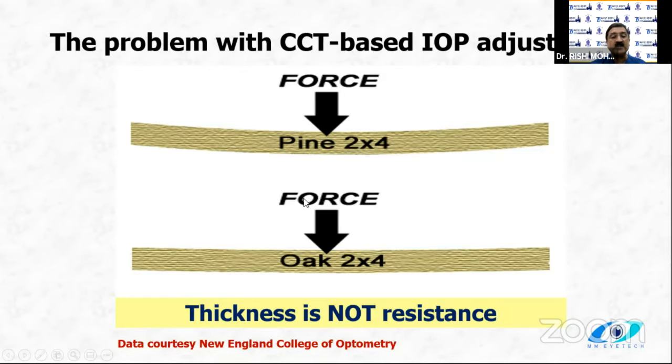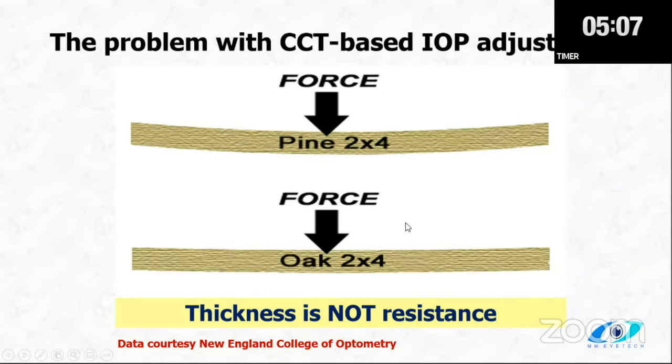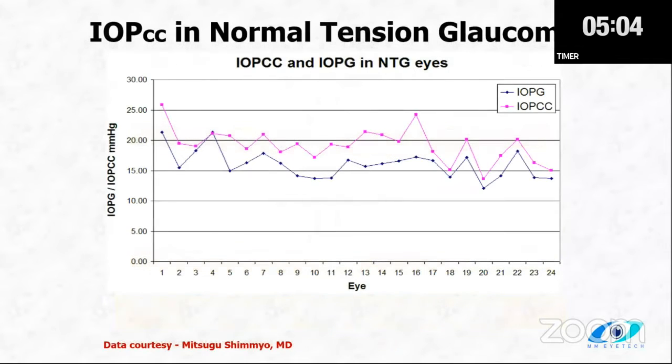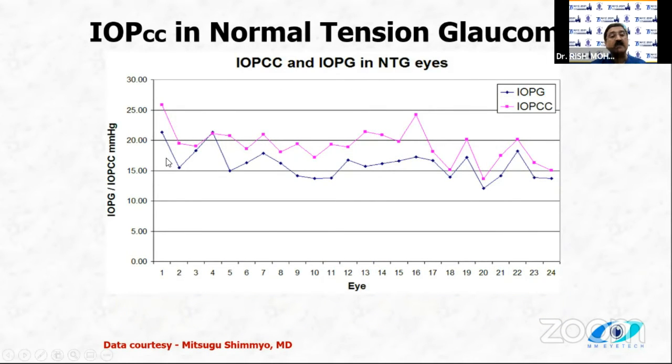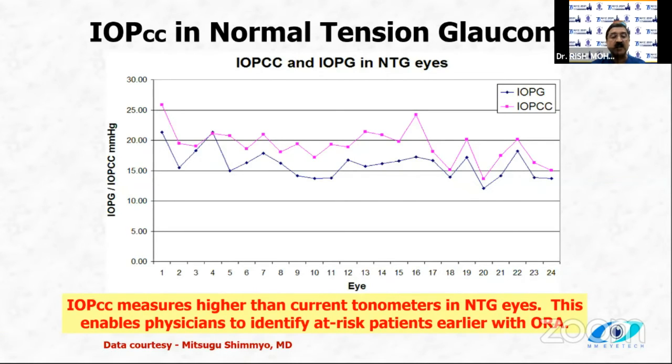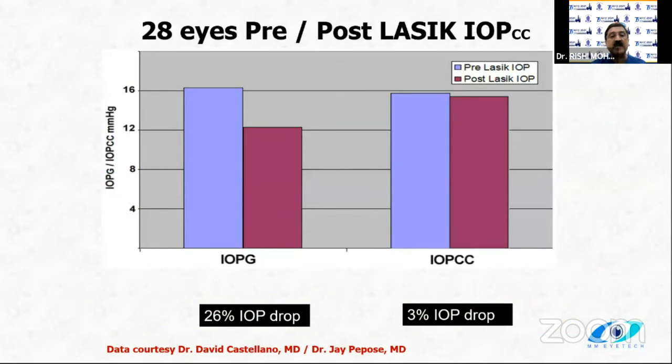The oak wood with the same amount of force will not bend. So thickness is not actually resistance. If we look at the intraocular pressure, which is compensated for the cornea (IOPCC) in normal tension glaucoma, and the intraocular pressure from Goldman (IOPG), one sees that the IOPCC is consistently higher by almost 2.5 to 3 millimeters more than the IOPG. And this is because the IOPCC has compensated for the biomechanical aspect of the normal tension glaucoma. So IOPCC measures higher than current tonometers in NTGs, and it enables physicians to identify these at-risk patients.